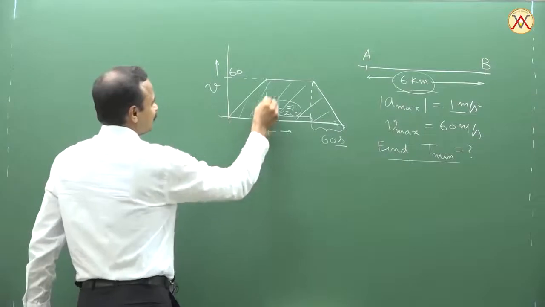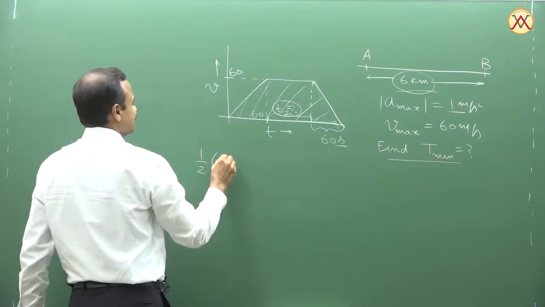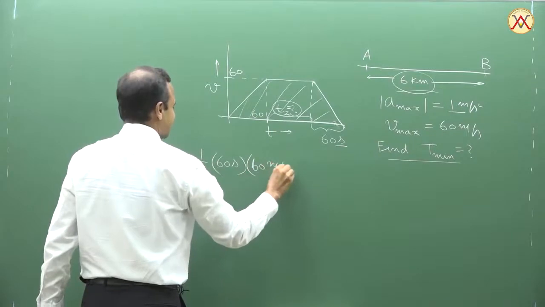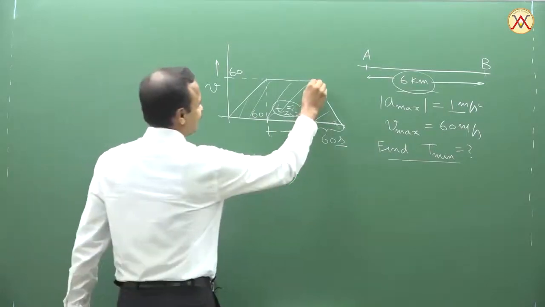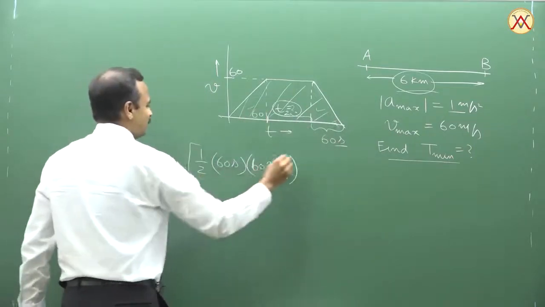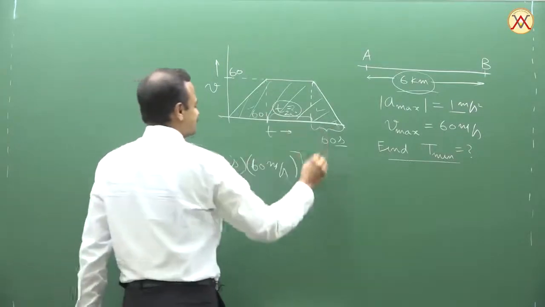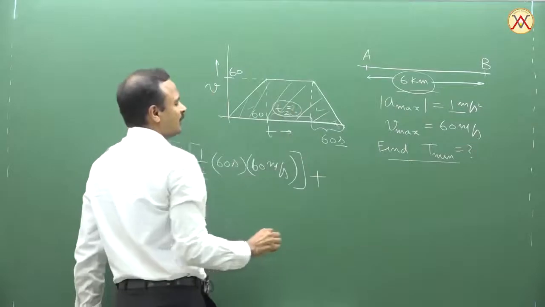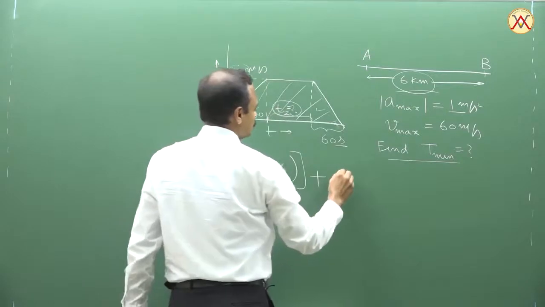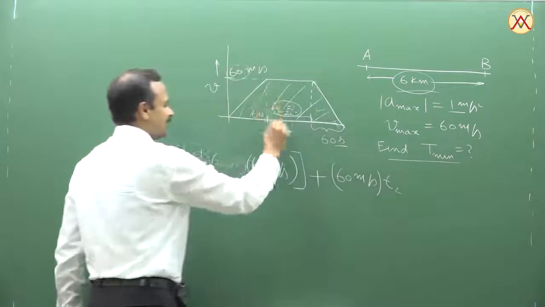Alright. So first of all, this triangle has an area of half base into height. Base is your 60 seconds. Height is 60 meter per second. And by the way, this and this triangle, they are congruent. So we can simply multiply this by 2. So this is the total area of the two triangles plus the area of this rectangle in between. How much is it? It is 60 meter per second, that is the velocity, times t2. So 60 meter per second into t2. This is the area of rectangle.